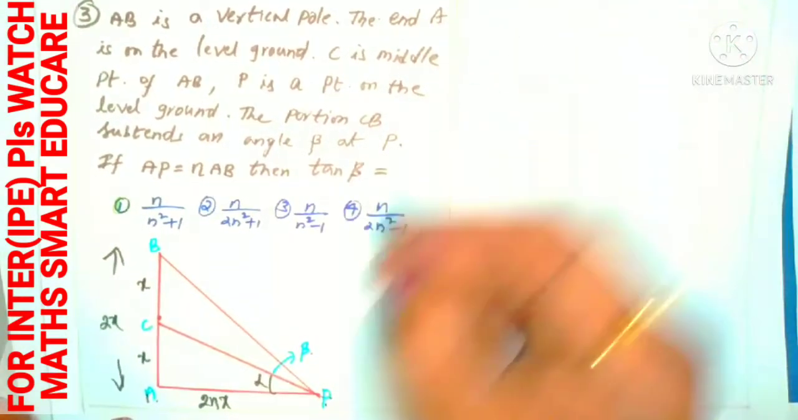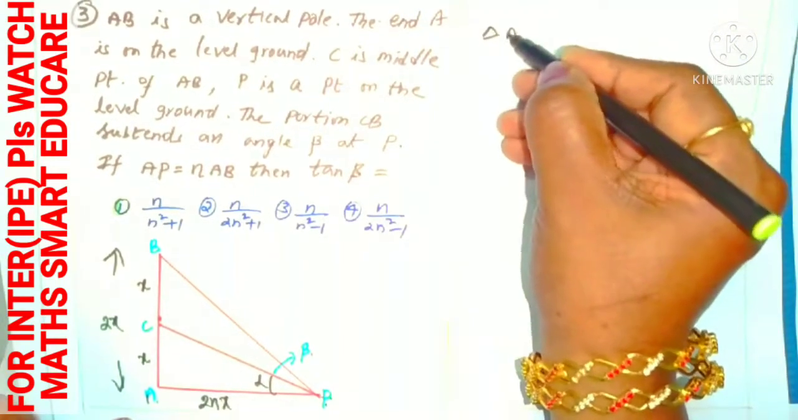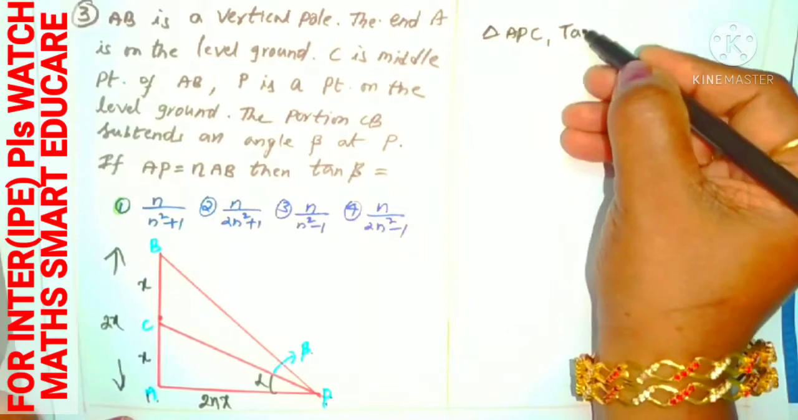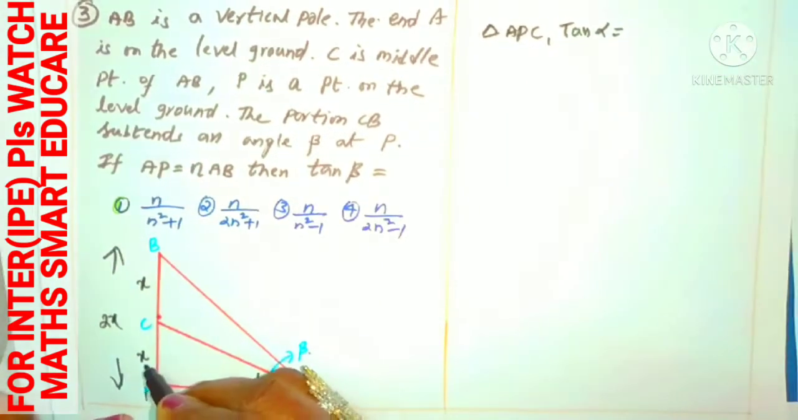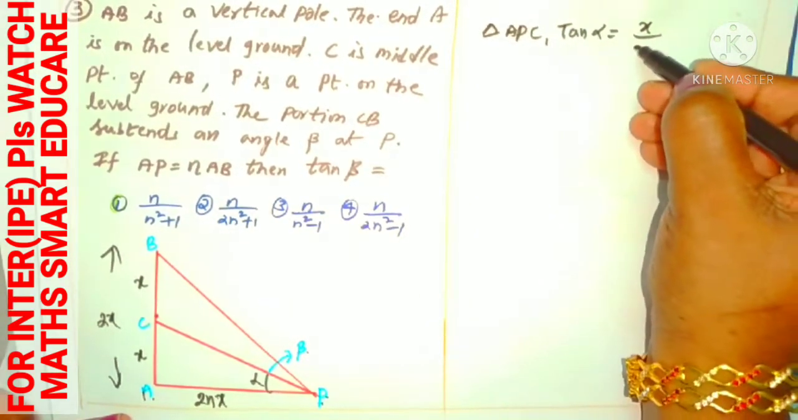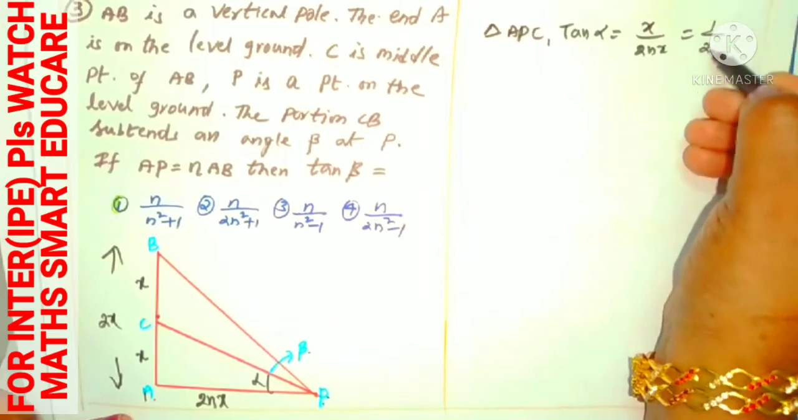What is the first right angle triangle? APC. In triangle APC, tan alpha is opposite by adjacent. What is the opposite here? x. x by the adjacent side 2nx. x by 2nx is simply 1 by 2n, right?